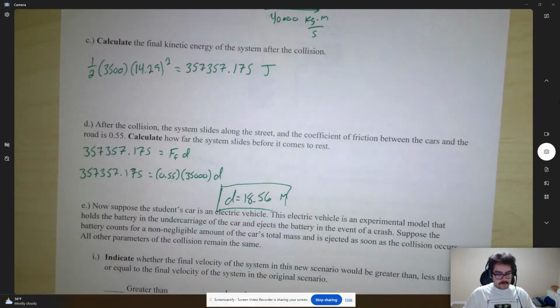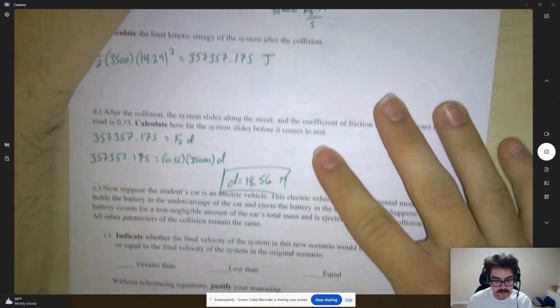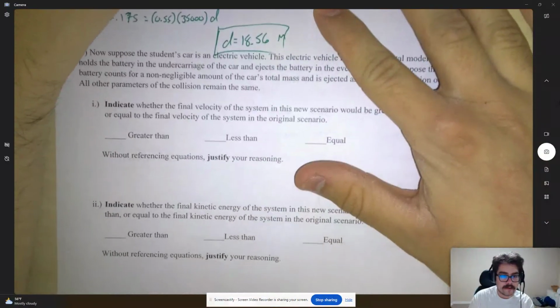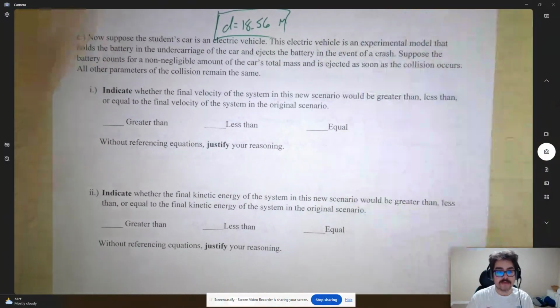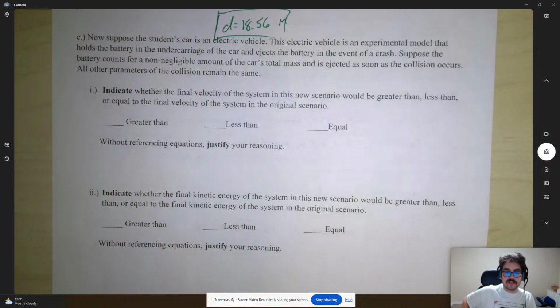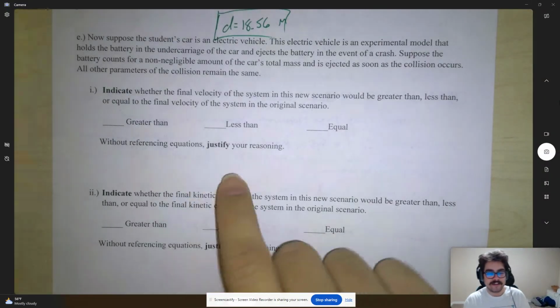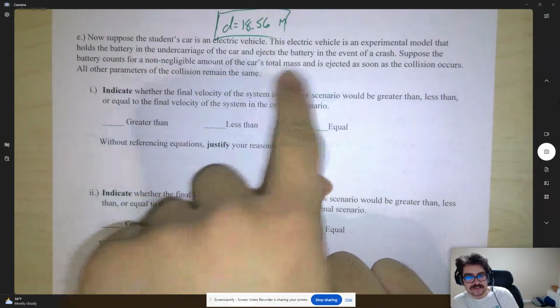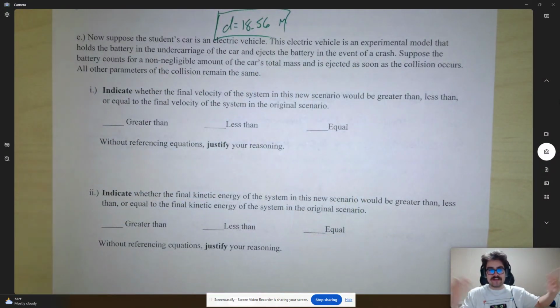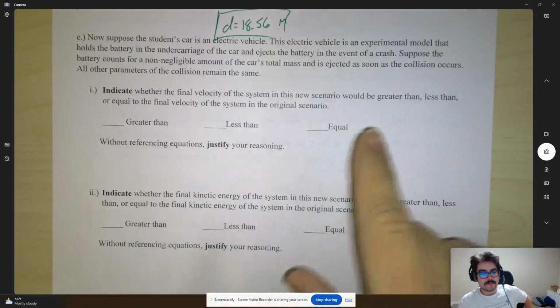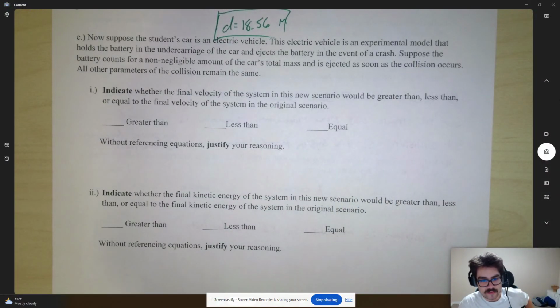Man, this problem is not great. Sorry. Okay. You can see what I was thinking with this. Now suppose the student's car is an electric vehicle. The electric vehicle is an experimental model that holds the battery in the undercarriage of the car and ejects the battery in the event of a crash. So look at what I was thinking, right? I was clearly brain rotted at this point. Suppose the battery counts for a non-negligible amount of the car's total mass and is ejected as soon as the collision occurs. All other parameters of the collision remain the same.